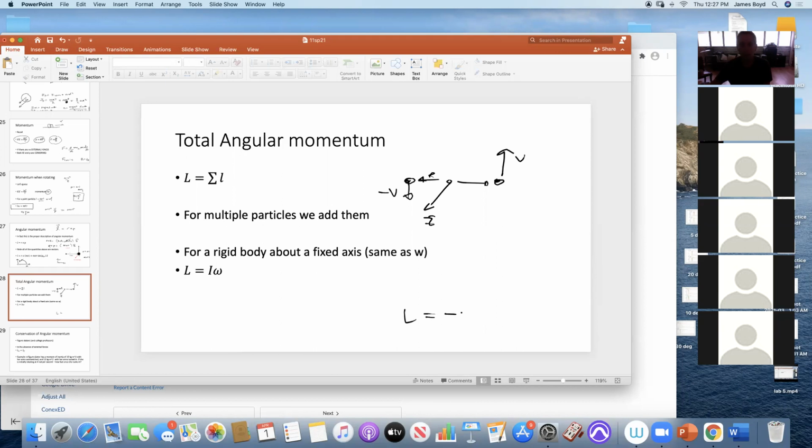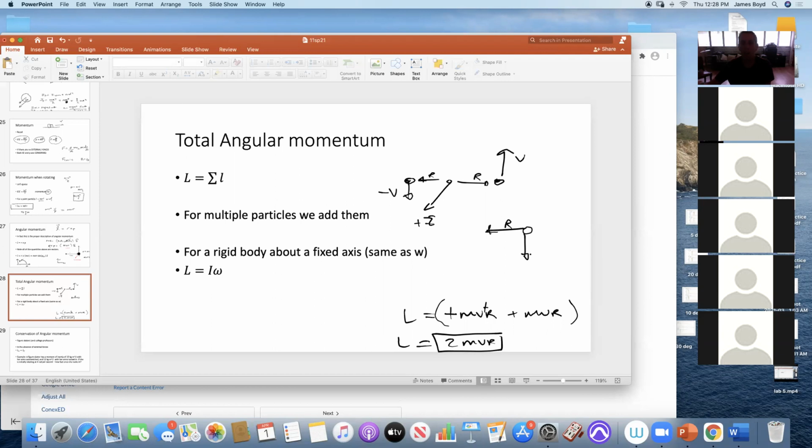Well, this would be negative mvr, and this one would be positive mvr, both about the z-axis, right? Or no, because this is also negative, these both become positive. So I would get 2 mvr about the positive z. And you can see that if you draw the torque diagram.